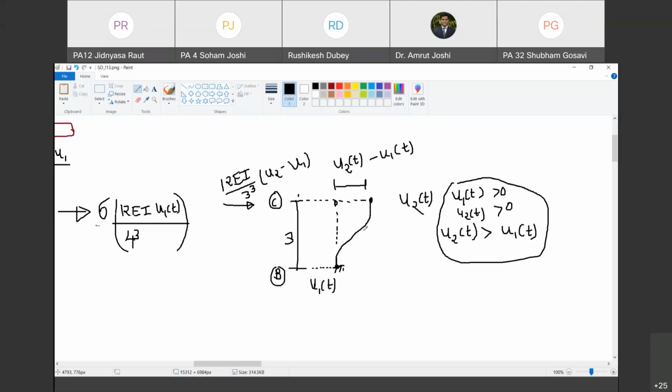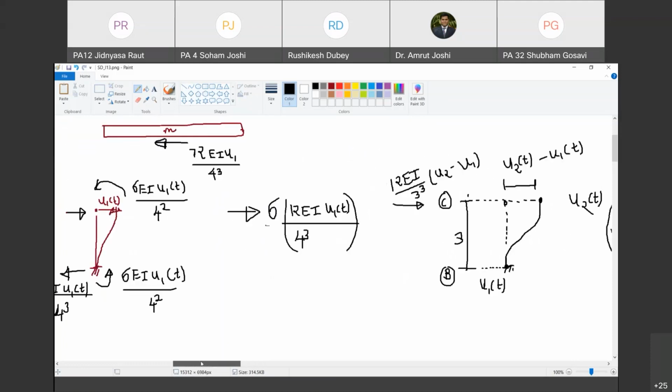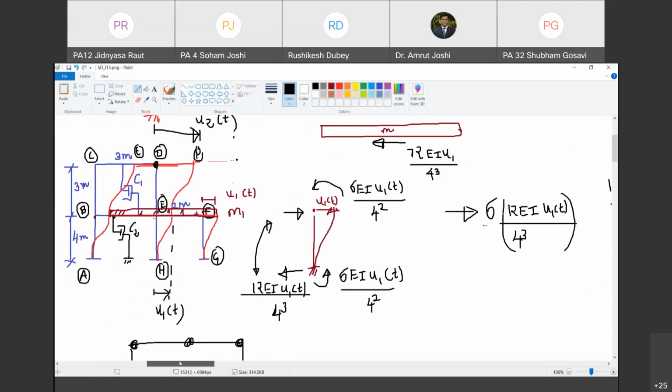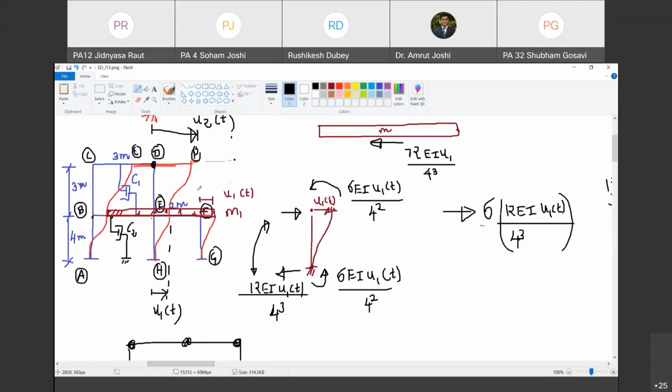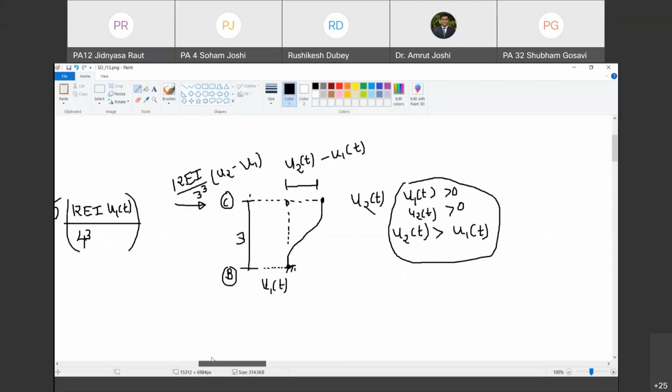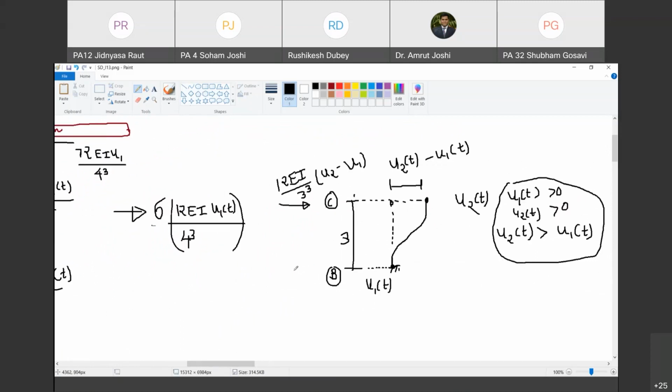Yes, sir. Now this force is applied by whom on whom? This force is applied by the slab on the column. Do you agree with me? Yes, sir. Which slab? The second story slab. But we are drawing the free body diagram of the first story slab, so we do not need this force. We have to show the opposite force. Do you agree with me? Yes, sir. And that is equal to 12 EI upon 3 cube into u2 minus u1. Happy?